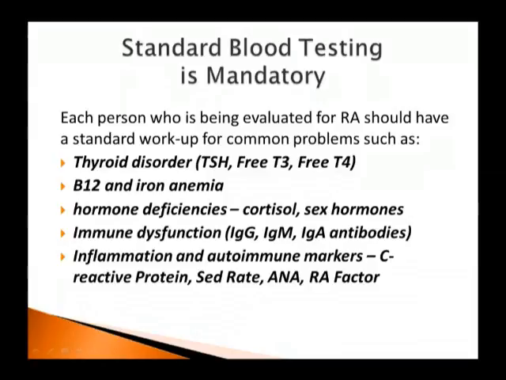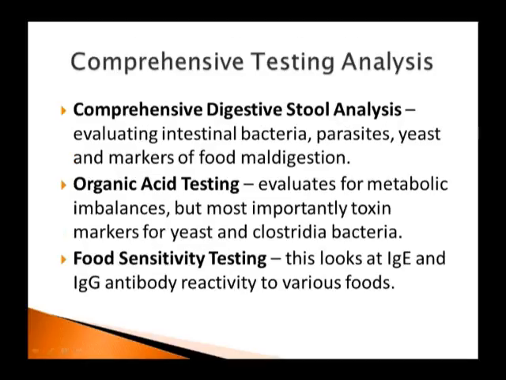Immune dysfunction is a big problem in RA. I like to look at antibody levels to see if there's actually an immunoglobulin deficiency. And then, of course, the inflammatory and autoimmune markers, which many of you have probably had, C-reactive protein, Sed Rate, RA factor, ANA. Those just help to define that there truly is some type of inflammatory and autoimmune condition.